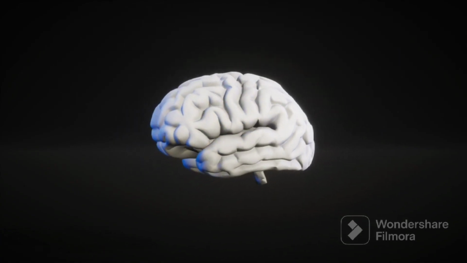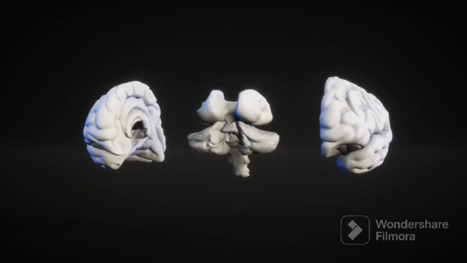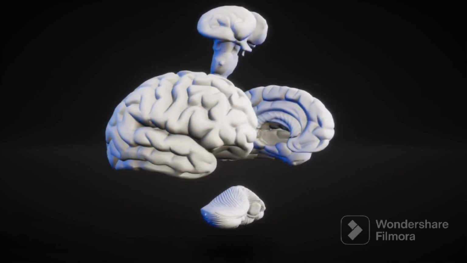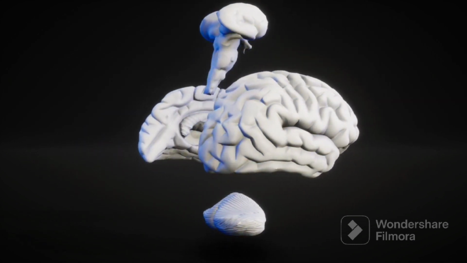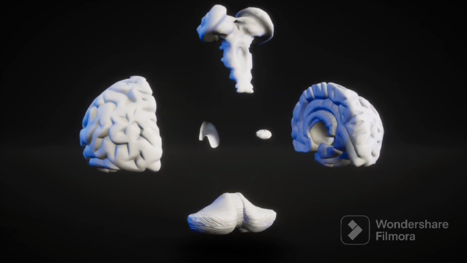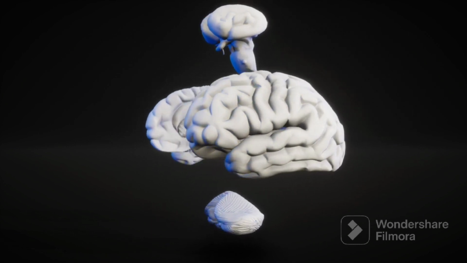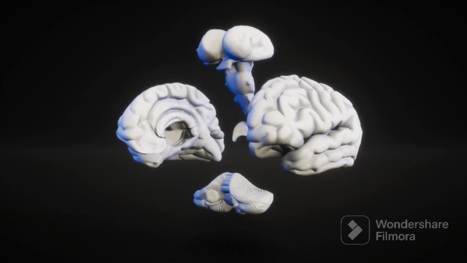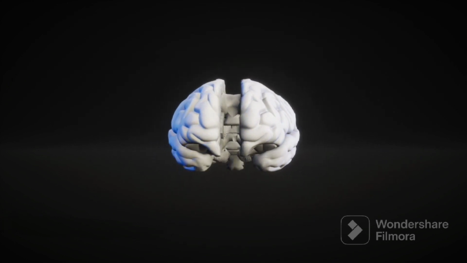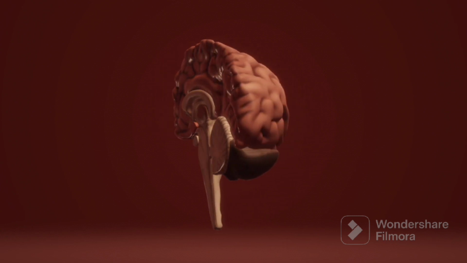Today we will talk about human brain anatomy. The human brain has a complex and intricate anatomy. It can be broadly divided into several major regions. Cerebrum. This is the largest part of the brain and is divided into two hemispheres, the right and left. The outer layer is called the cerebral cortex, and it's responsible for higher-level functions like thinking, reasoning, and sensory processing.